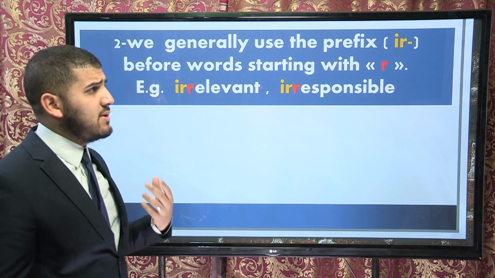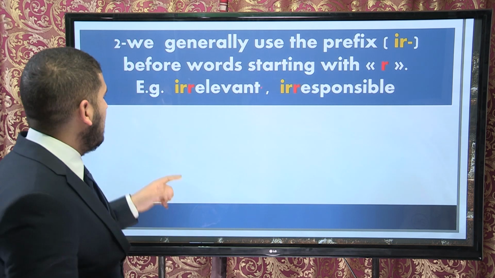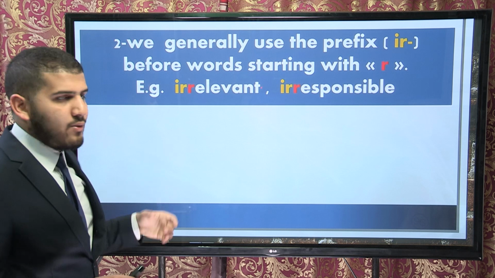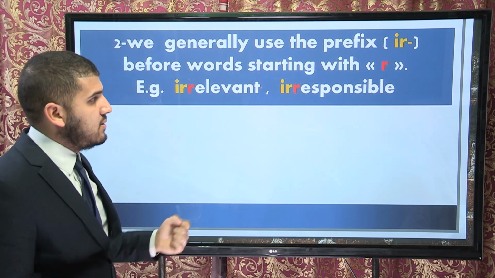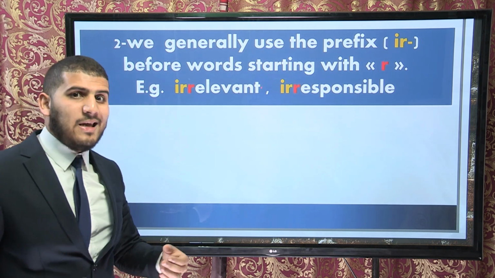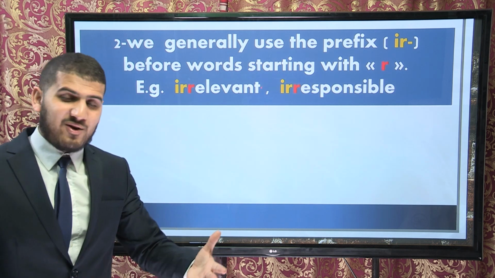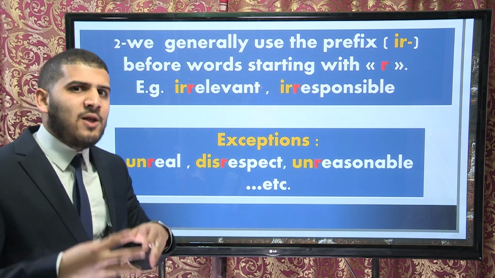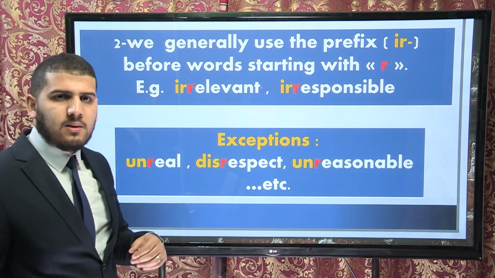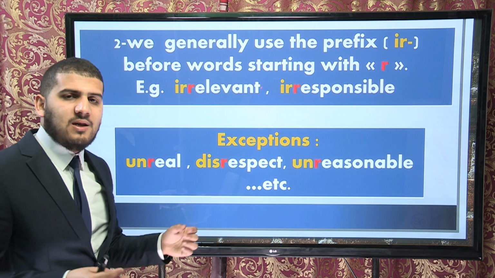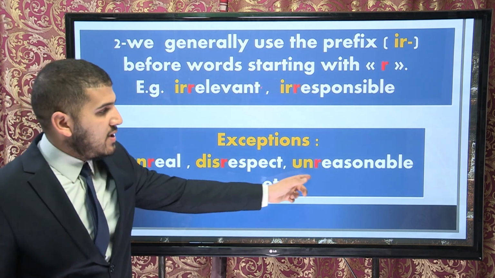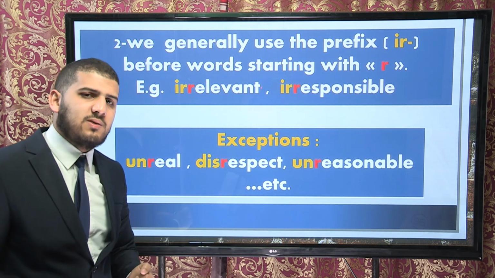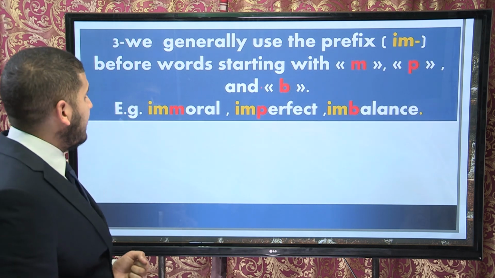We move on to rule number 2. We generally use the prefix ir before words starting with r. Example, relevant, irrelevant, responsible, irresponsible. However, we have some exceptions. So, real, we say unreal. Respect, the opposite of respect is disrespect. Reasonable is unreasonable, etc. We have some exceptions as well.